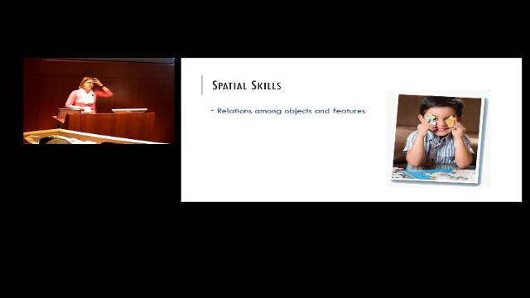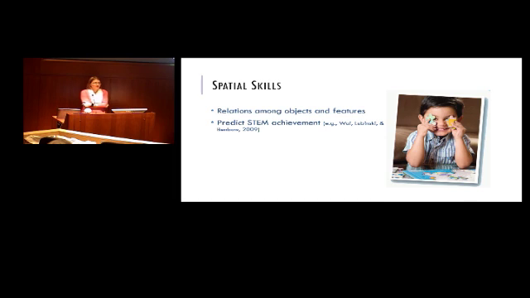As I said before, I've been interested in the development of spatial skills in my research for quite a while. Spatial skills represent a range of abilities in which children represent, remember, and understand the relationships among different objects and features. We can use spatial skills in a lot of different ways, and I'm going to show you some different examples of lab tests that we use to assess spatial skills in young children.